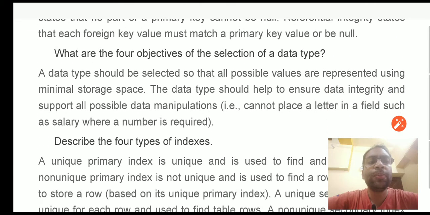What are the four objectives of the selection of the data type? A data type should be selected so that all possible values are represented using minimal storage space. This is the first criterion. It should also help to ensure data integrity and support all possible data manipulations. So these are the requisites of data type selection.